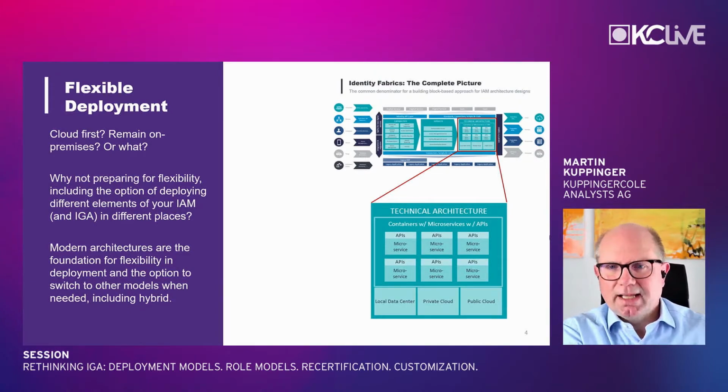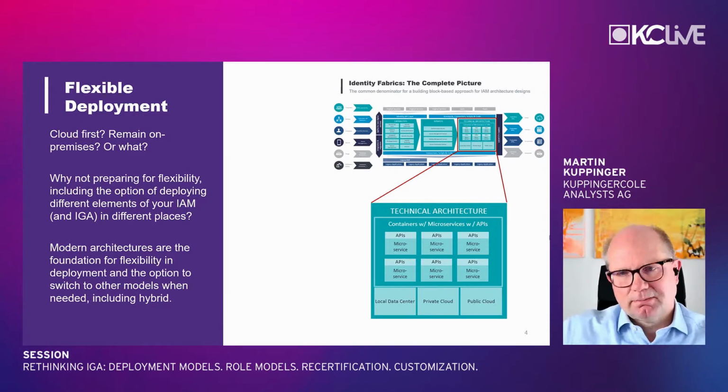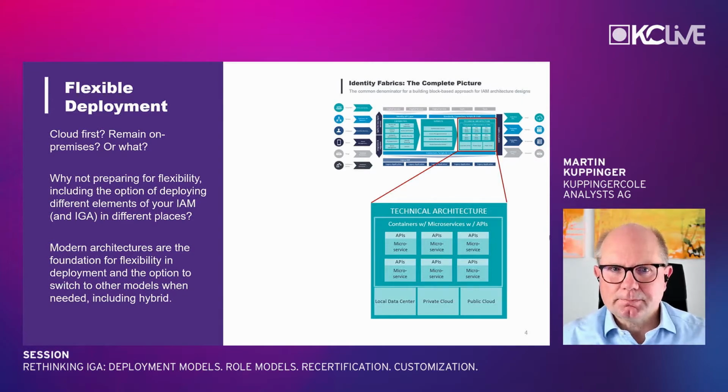So to do that one thing, we need to do a second thing. We need to have an identity management, an IGA, with an architecture that is built for that flexibility. And so modern architectures, from my perspective, are really the foundation for getting that flexibility. And I'll touch on this architecture piece by the end of my talk again. But it's really having these architectures that give us the flexibility. What do I mean by that?